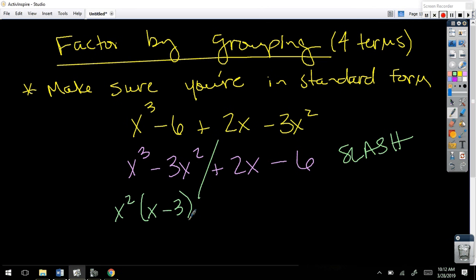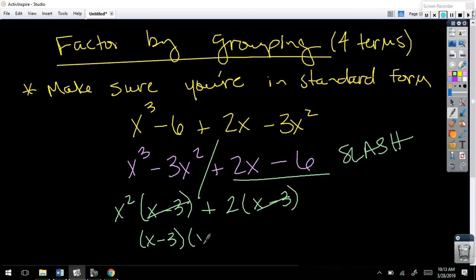All right, middle sign. And what's the GCF here? 2. What's left? X minus 3 is what they share. X squared plus 2 is what's left.